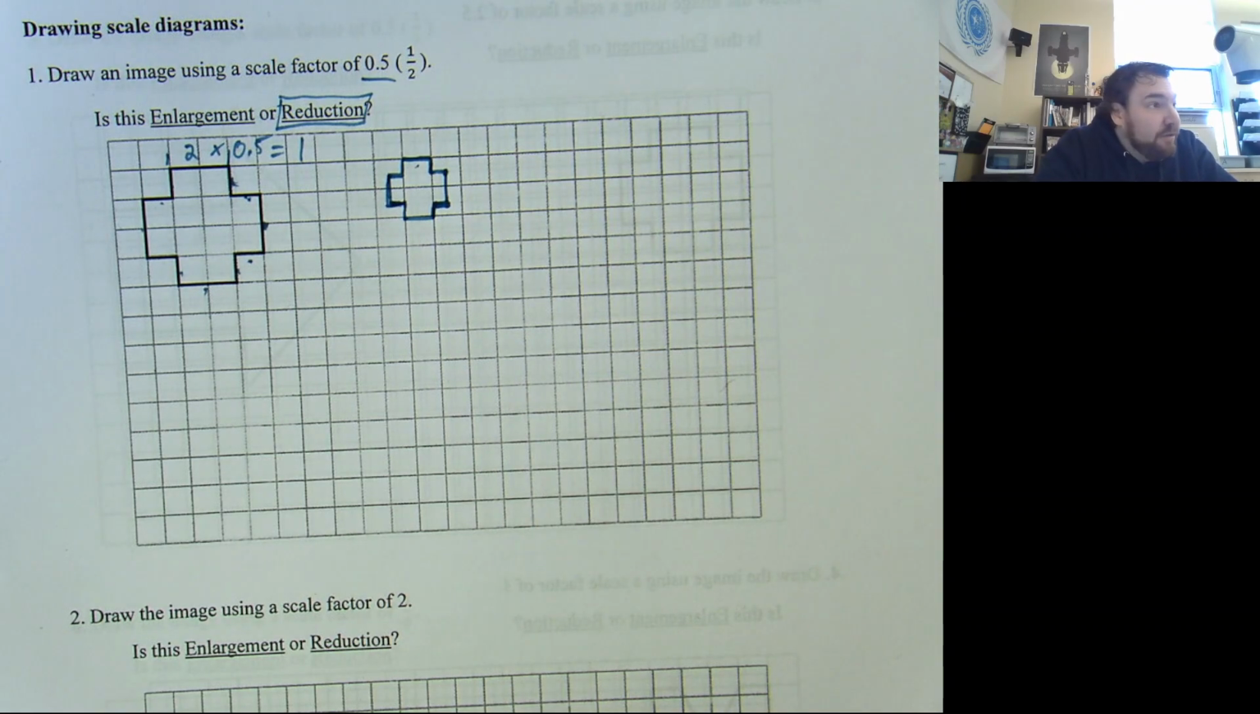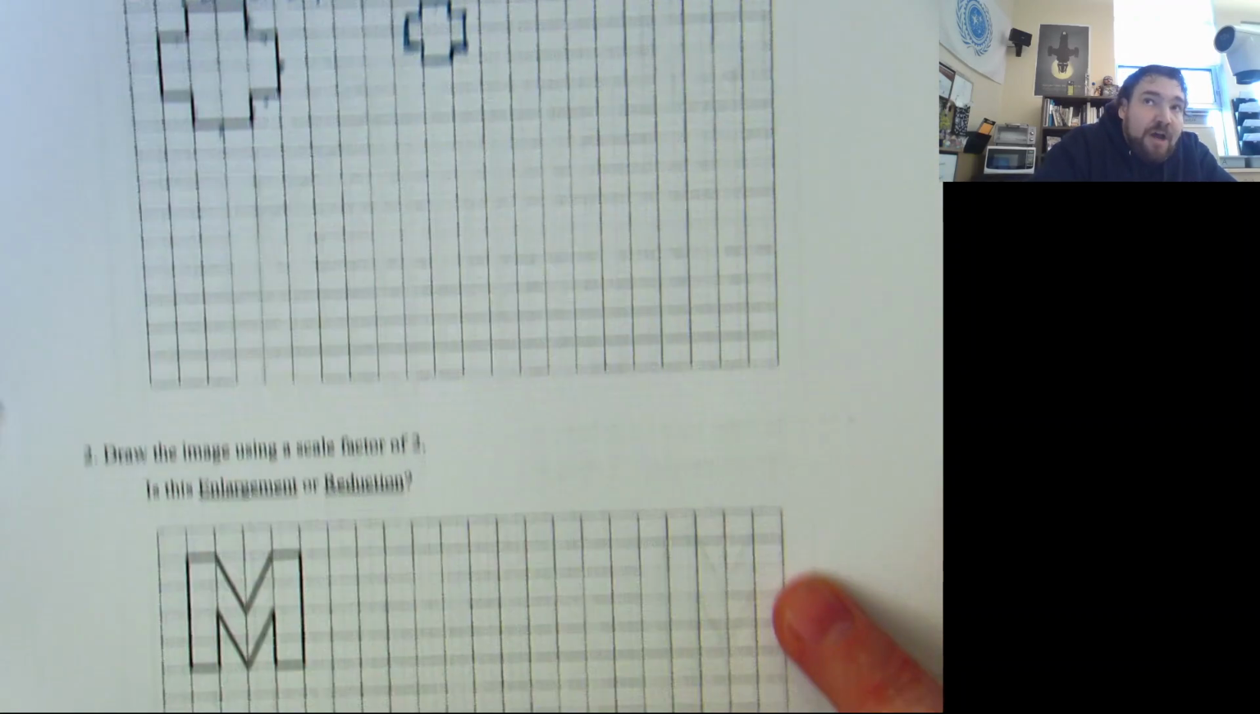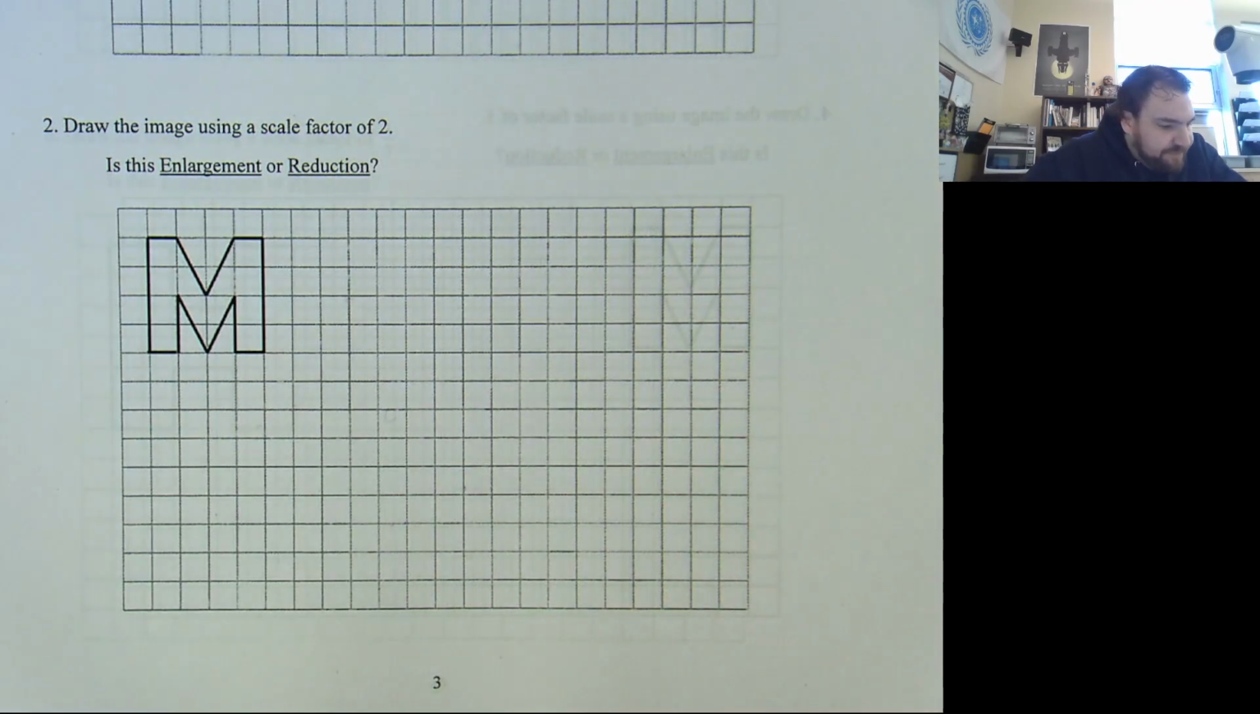It looks a lot smaller than half as big, but it is. It's half as big in every respect. Comments, questions, concerns? Okay, let's do another one. I'll do one more and then I'll leave you to play with some.